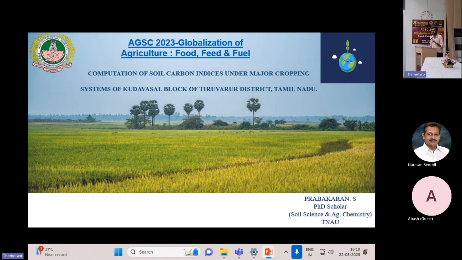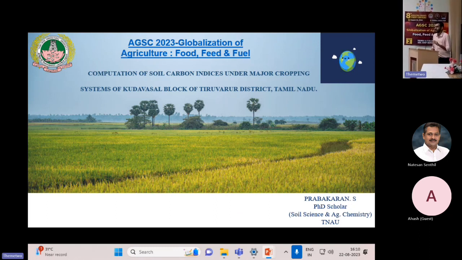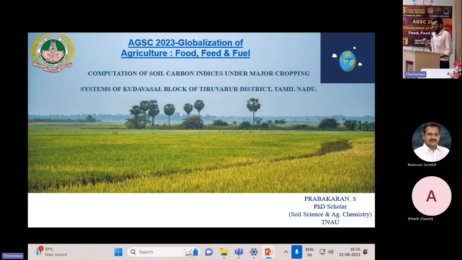A pleasant afternoon to the chairman and dignitaries of the panel and student friends. Myself, Prabharan, PhD scholar of soil science, here to present my results on computation of soil carbon indices under major cropping systems of Kodavasal block of the Tiruvarur district in Kaveri Delta zone.